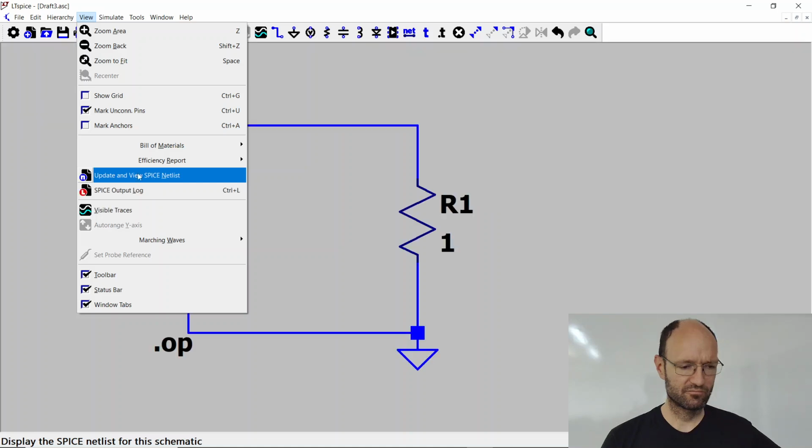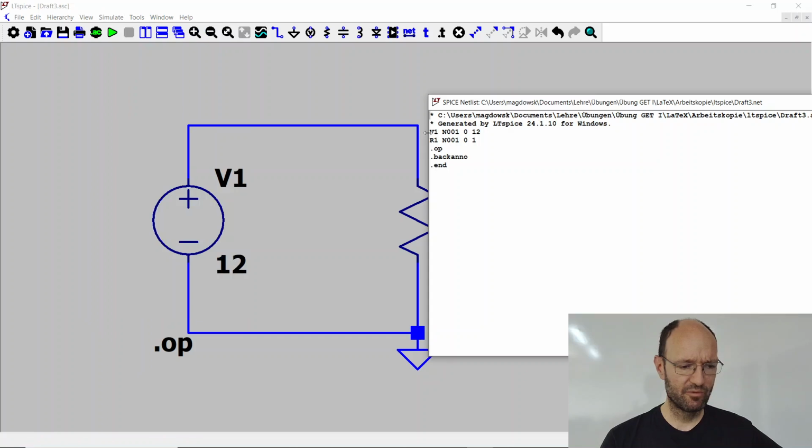So now if I update and view the SPICE netlist, we can see there is a voltage source connected between our automatically numbered node and the ground node. And then there's the resistor, which is also connected to this node, and that's why the resistor is, let's say, pointing downwards. In this DC operating point mode, this is the only way you can see it, as you said, by looking at this netlist.